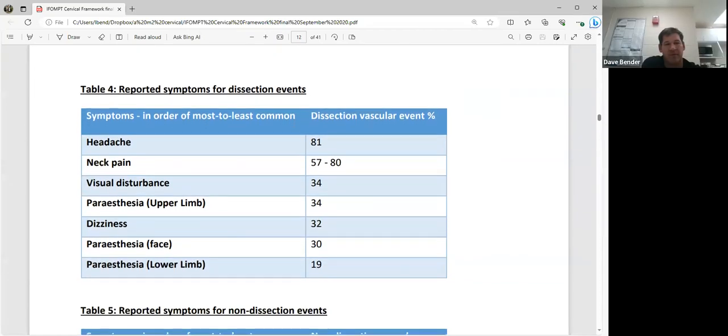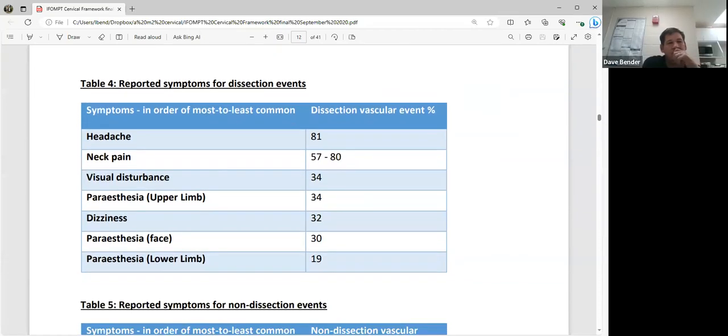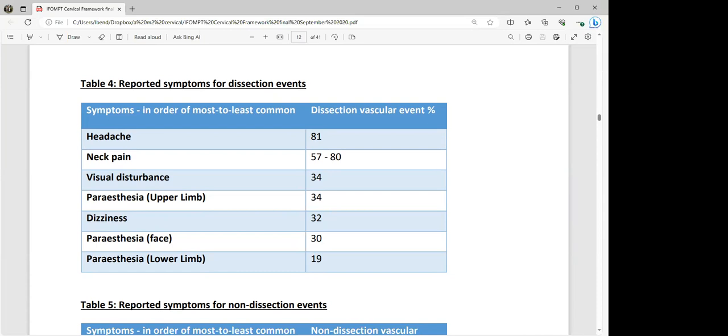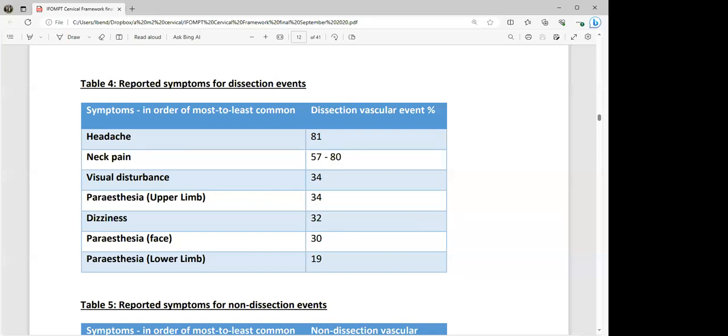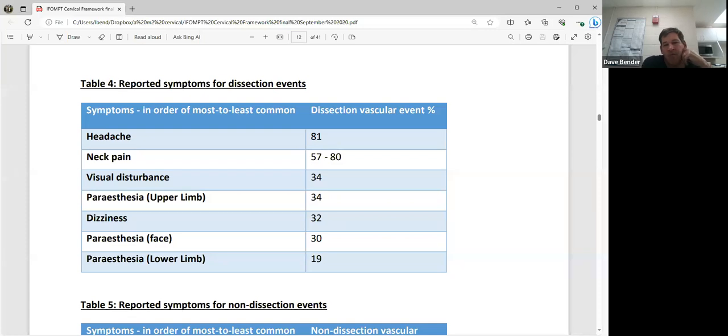All right, symptoms reported. Dissecting events, headache is by far the biggest one we're going to get. And that's where Jim and some of the videos too, I think the algorithm, I pulled it out. I think I put some of the algorithms into the manual. We'll review them either today or we'll get to them on Saturday. Is looking at this. Headache is number one.